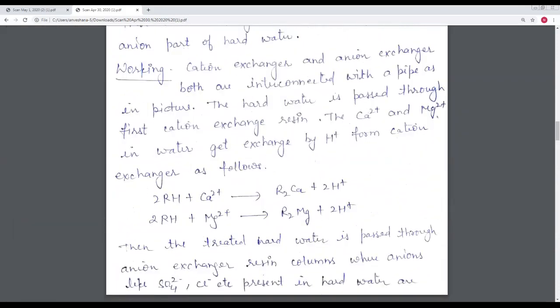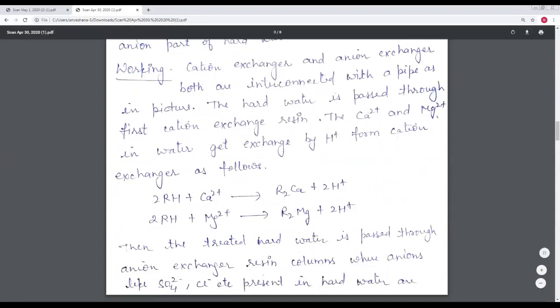The cation exchanger and anion exchanger are both interconnected with a pipe, as in our picture. The hard water is passed through the cation exchange resin first. In this column, all the calcium and magnesium present in the water get exchanged by the H positive from the cation exchanger. This is the reaction: RH reacts with calcium and gives R2Ca, and when magnesium is there, it gives R2Mg.